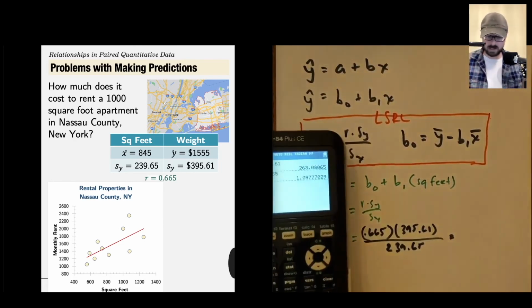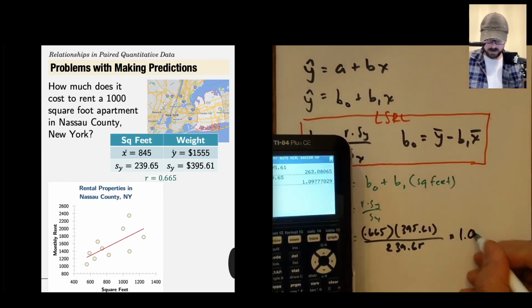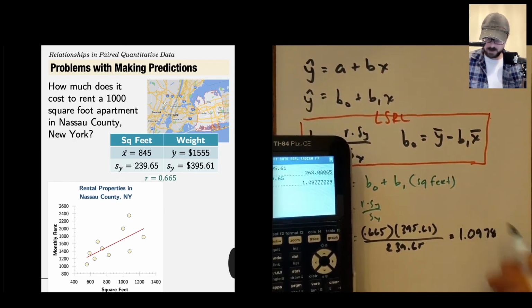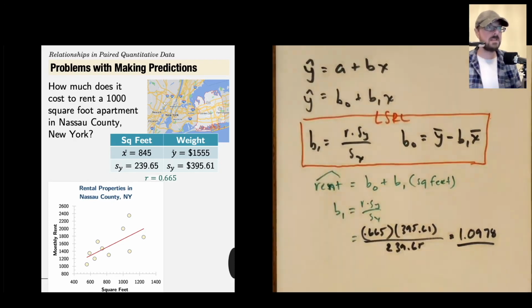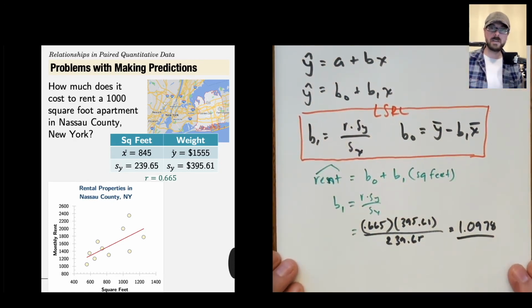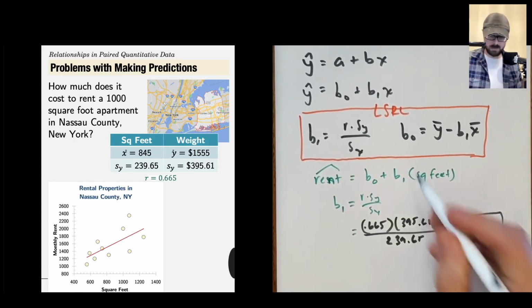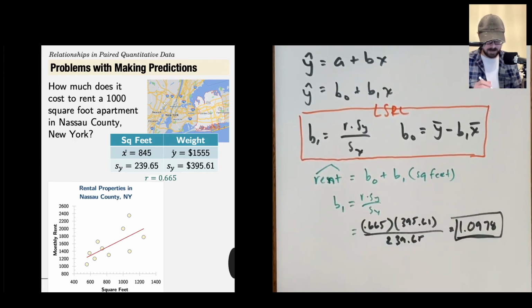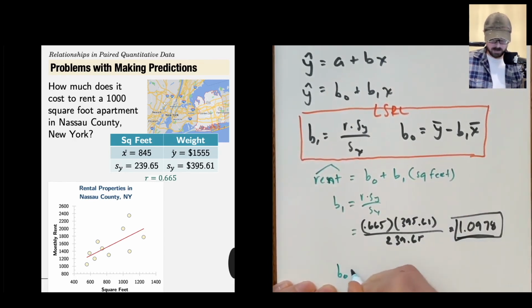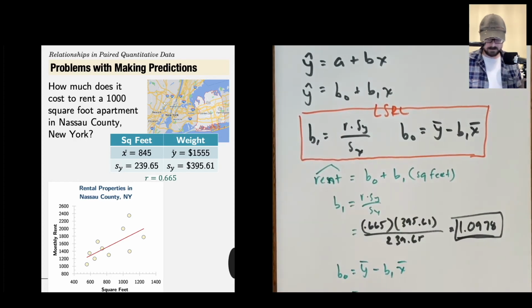Divide by the standard deviation of X, 239.65. That gives 1.0977, and so on. Let's write that as 1.0978 or so. Usually 4 decimal places is sufficient when we're doing this. So there we got our slope. Now we can get the y-intercept, and we could prove that this formula holds, but it's just based on point slope. The y-intercept B naught is going to be the mean of the y minus the slope times the mean of the x. So let's plug that in.